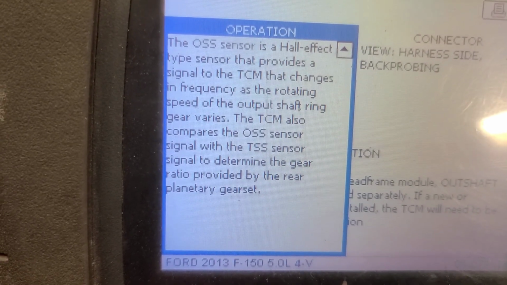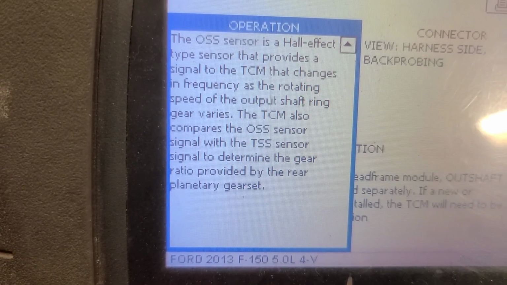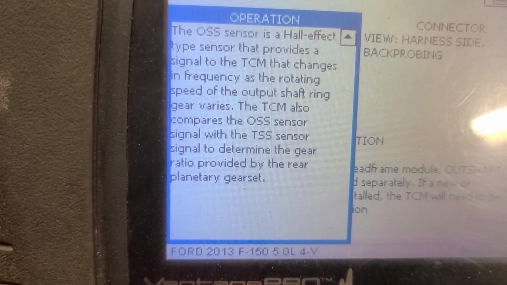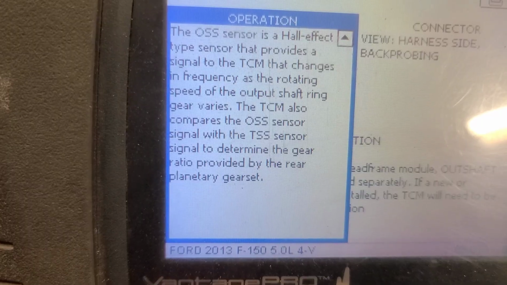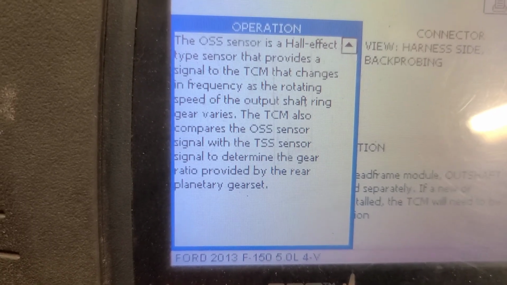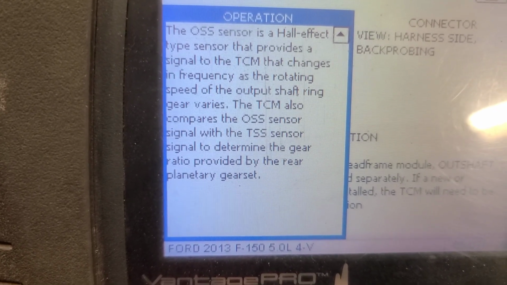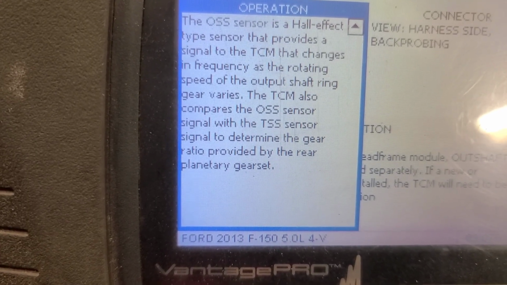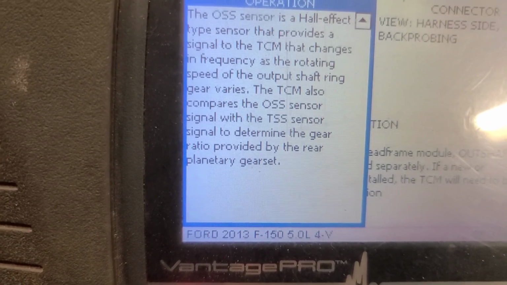It's a Hall effect type sensor that provides a signal to the TCM that changes in frequency as the rotating speed of the output shaft ring gear varies. The TCM also compares the output shaft sensor signal to the turbine speed sensor (TSS) signal to determine the gear ratio provided by the rear planetary.